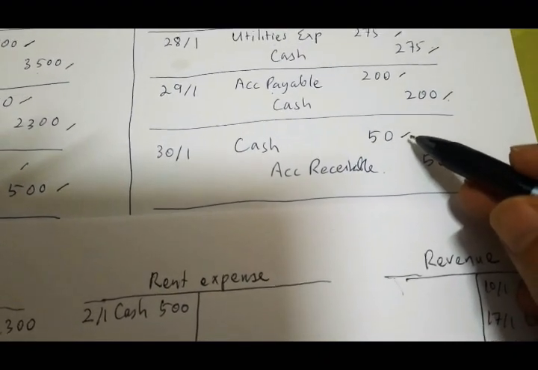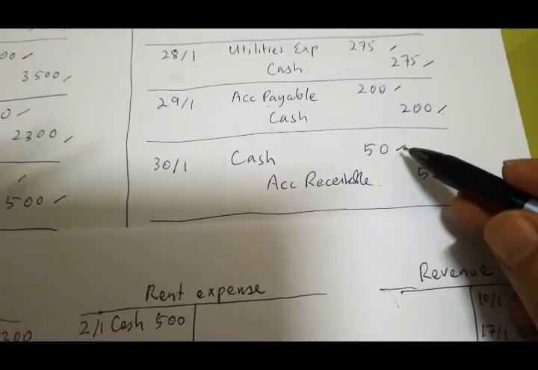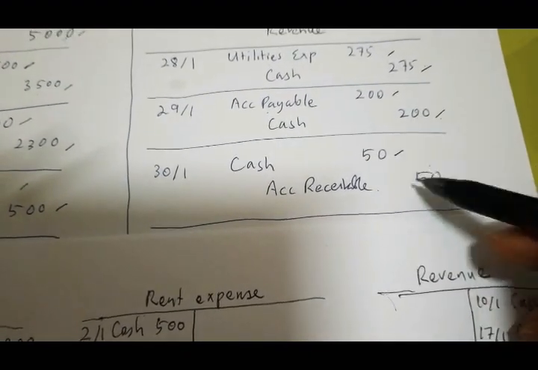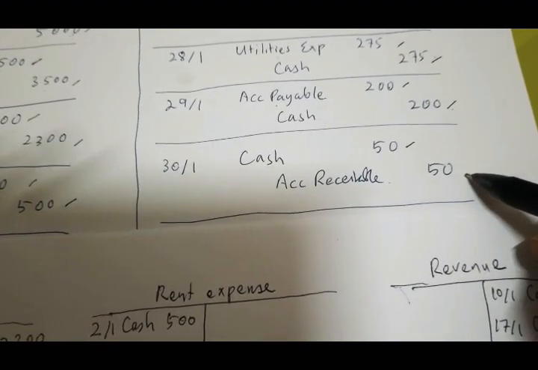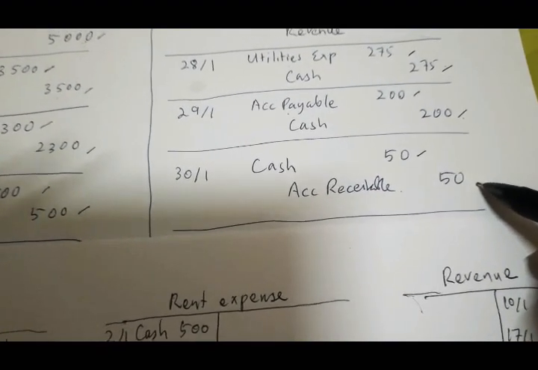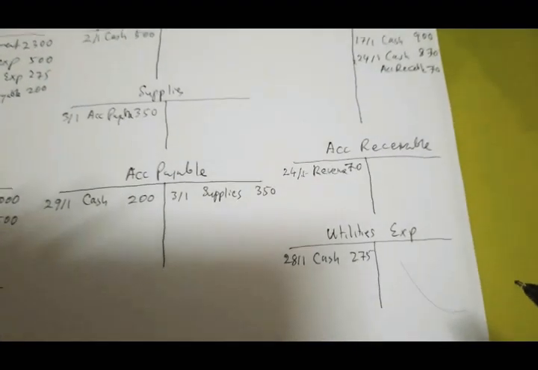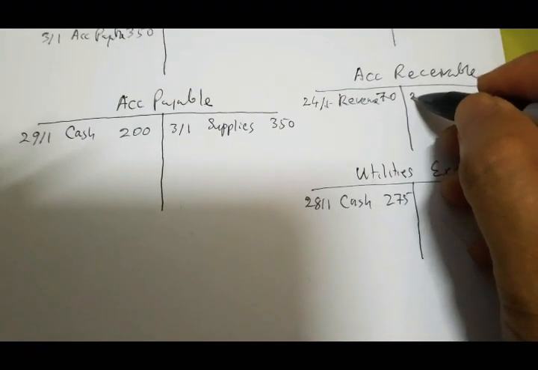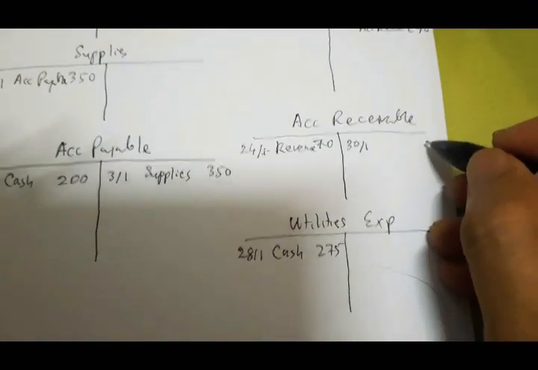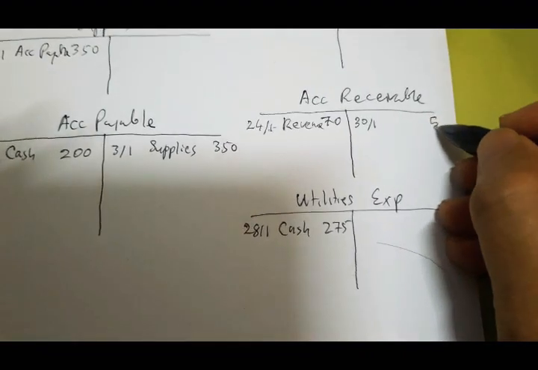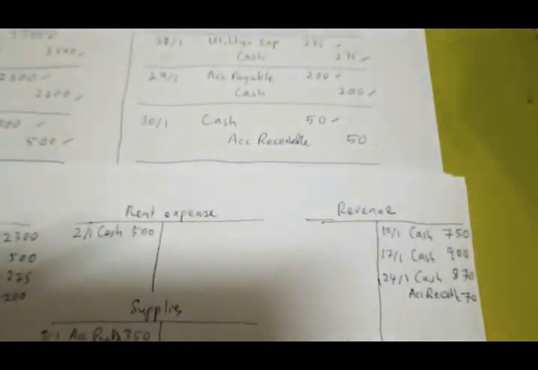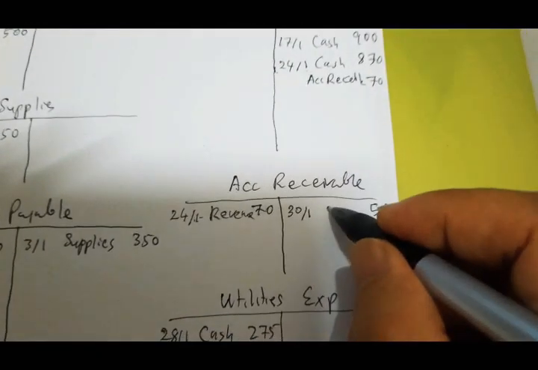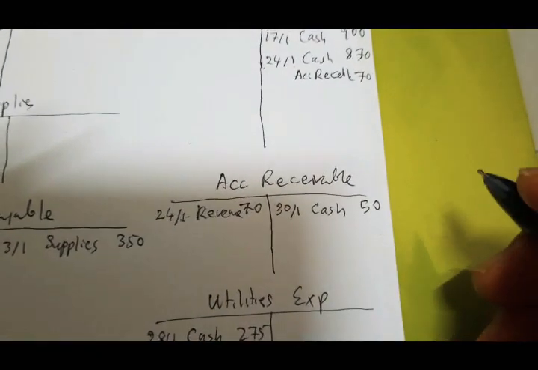So you tick this entry. You have to tick the entry so that you do not miss anything. You have to transfer all the journal entries into the ledger. The next thing is credit account receivable 50. So we have account receivable here. The date is 30th of January. Refer to which account? Refer to account cash. So you write here cash.